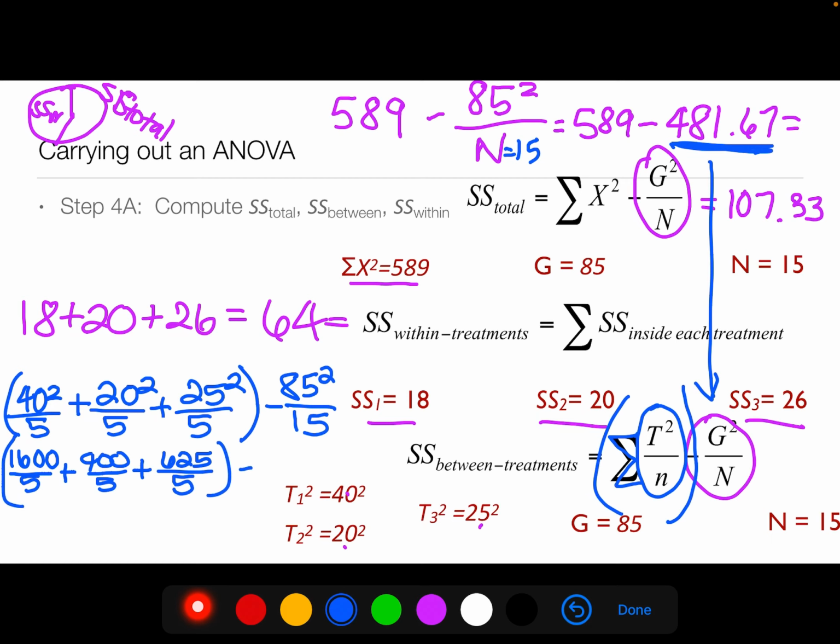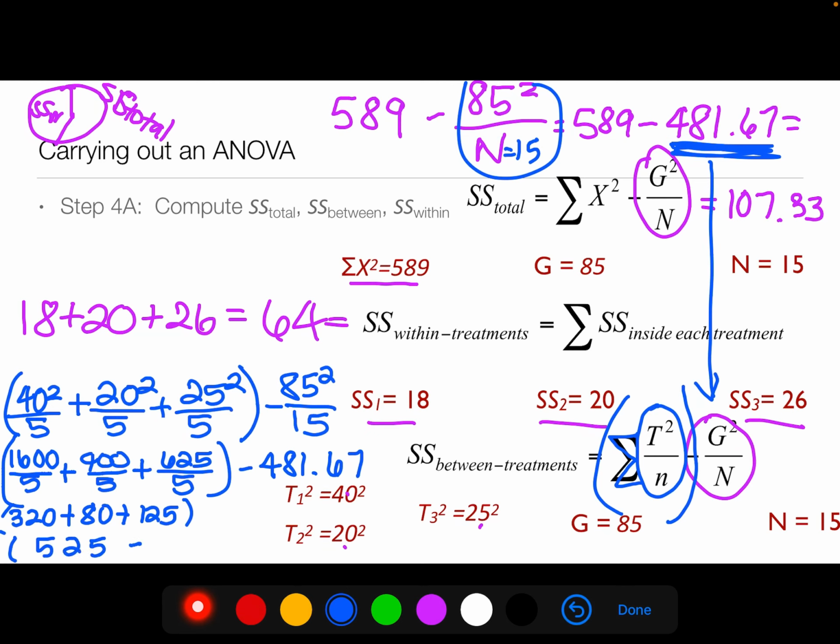We know this value, again, was 481.67 because we calculated it right here. So we can use that same value down here as well. We'll further reduce this out. So we have 320 plus 80 plus 125. Further reduce that, and we get 525 minus our 481.67. When we do that, we get a sums of squared between treatments of 43.33. Oops, sorry. Margins and all.